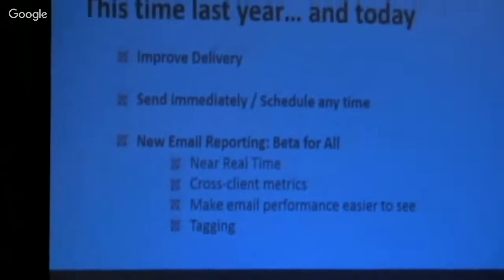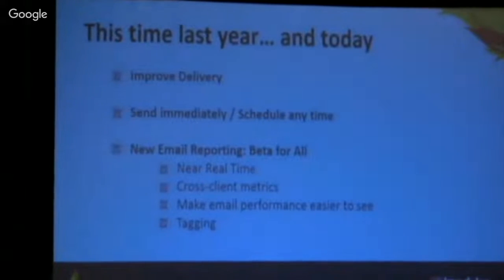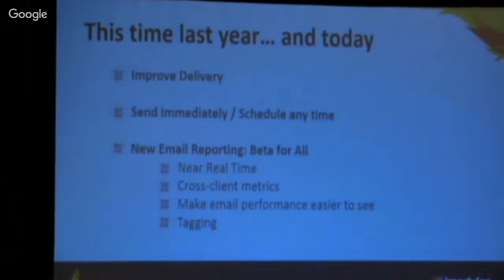I want to improve email delivery. I want to bring schedule any time and send immediately. And I want to bring an email reporting product that gives near real-time metrics, cross-client metrics, makes performance easier to see at a glance, and also introduces tagging.